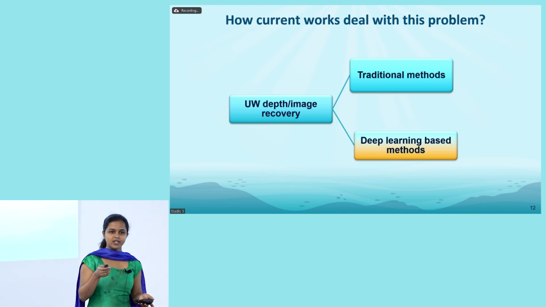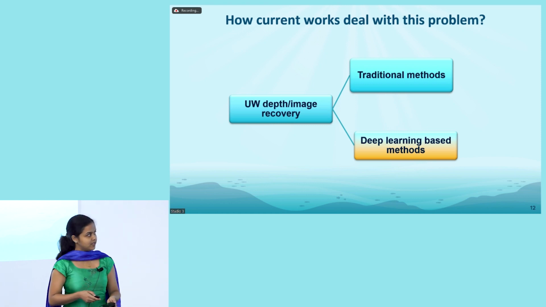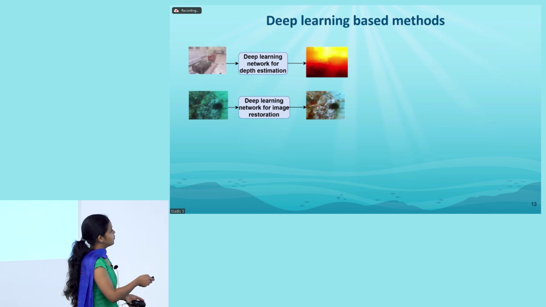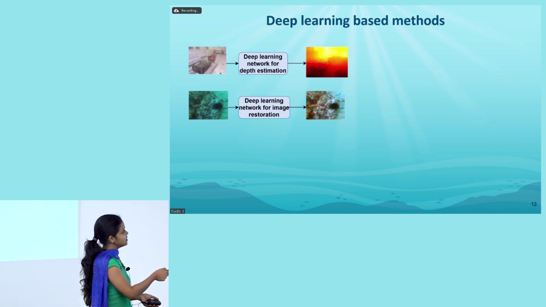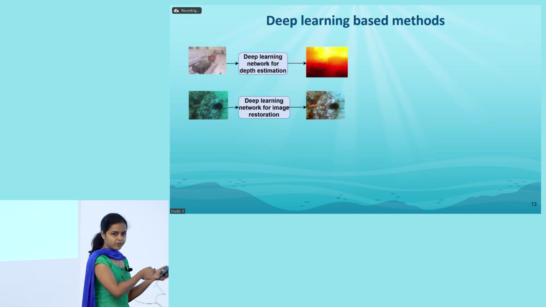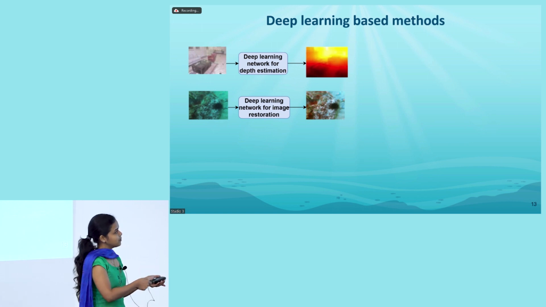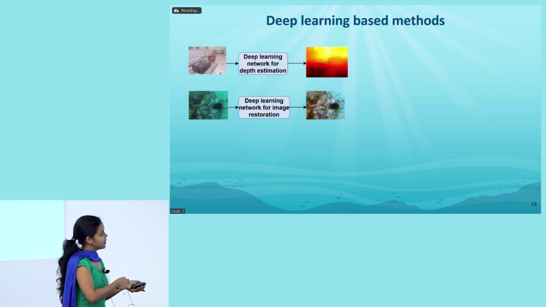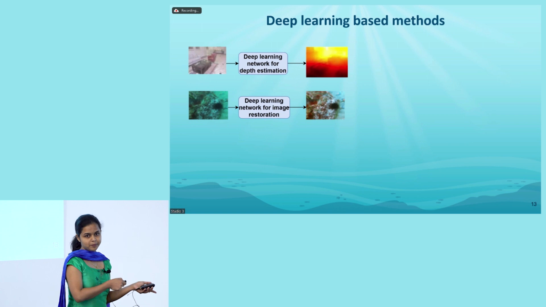So we can't use these traditional methods in our application because we need real time outputs. Then comes deep learning based methods. Say we have a deep learning network for depth estimation like this. It should be trained before. Here we have a deep learning network for image restoration. It should be trained with input underwater images and the ground truth depth map.